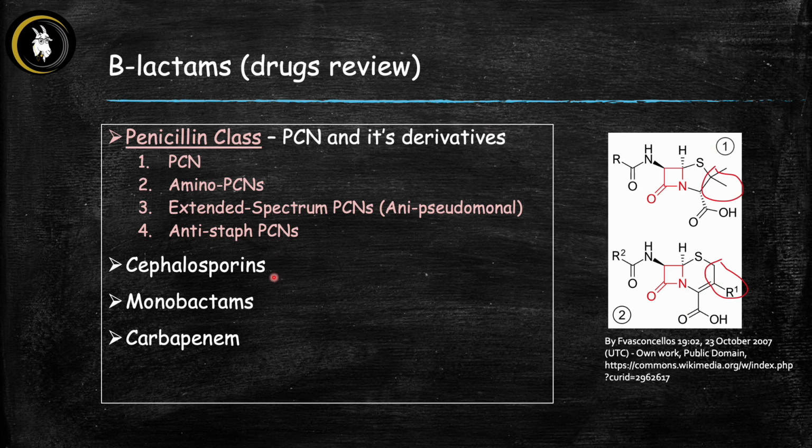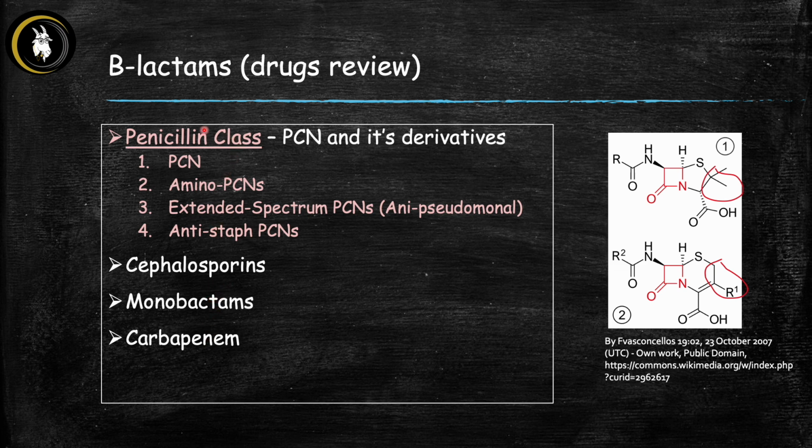And these slight chemical structure differences are going to give them some differences in the spectrum of their antibiotic activity and their effectiveness against different bacteria, but they're all going to work through the same mechanism, which is that they all have the beta-lactam ring that's going to weaken the cell wall by the mechanism I talked about on the last slide. Now, in subsequent videos, I'm going to cover cephalosporins, monobactams, and carbapenems.